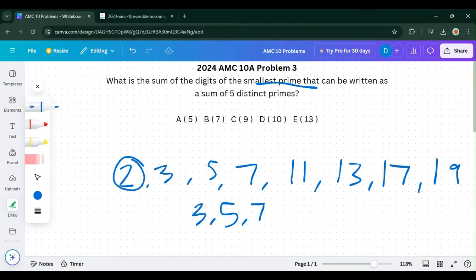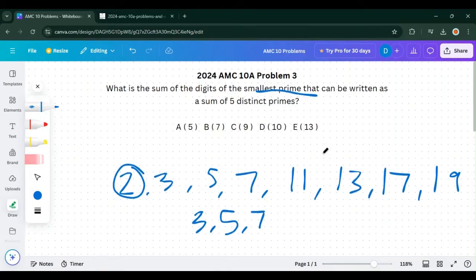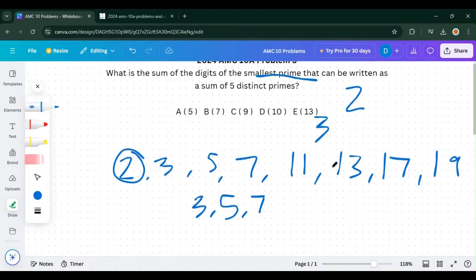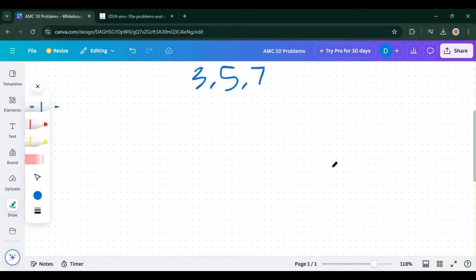So as you see here, first we're going to have 3, 5, 7, and the reason why 2 can't be included in the list is that 2 is the only even prime number. If we have 2 right here and then 3, 5, 7, 11, or any other primes that are all odd, that means we will have an even number as a result.